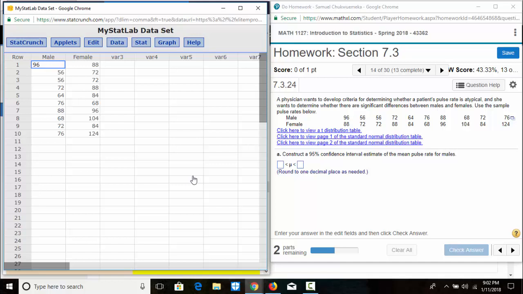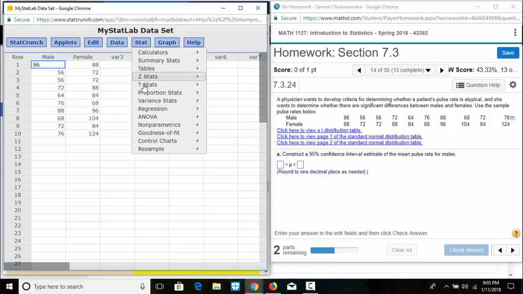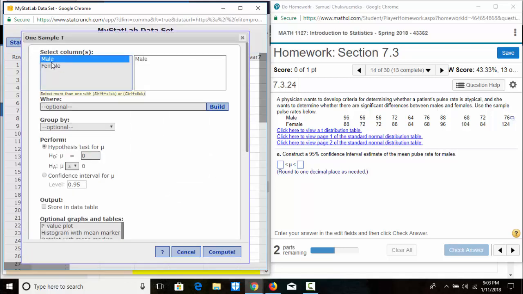In this particular case, we are gonna do it differently for the male and for the female. When we now do hypothesis testing, then we can do the 2 samples. But for this particular question, because it wants us to construct the confidence interval for the males and also the confidence interval estimate for the mean pulse rate for the females. So we go to stat, t-stats, 1 sample with data. We select these 2 because we want to see them as a comparison.